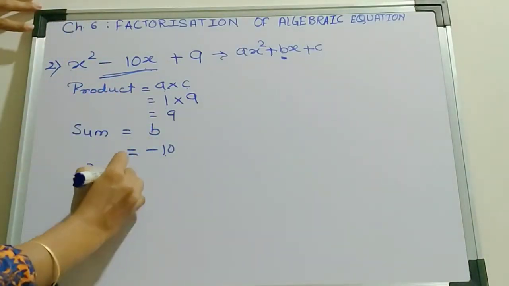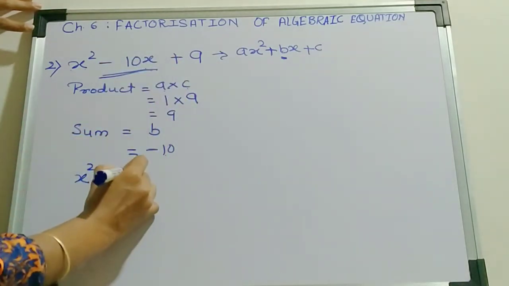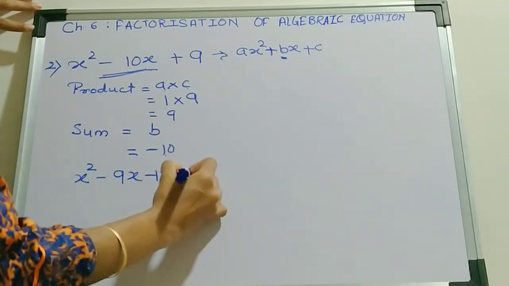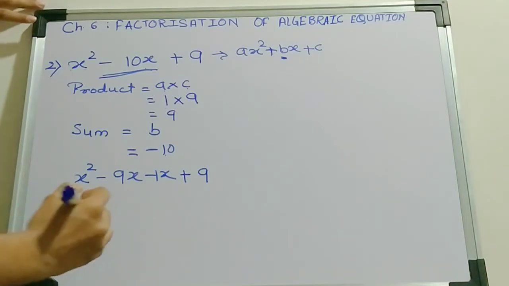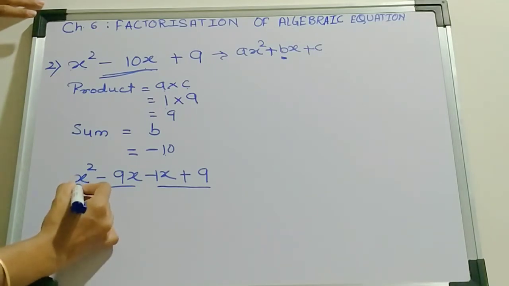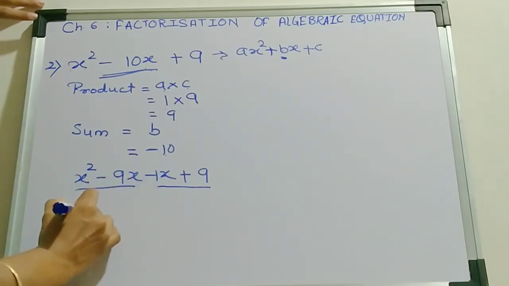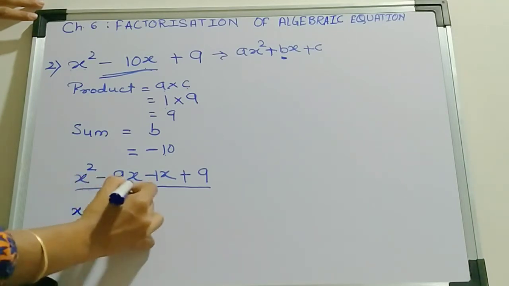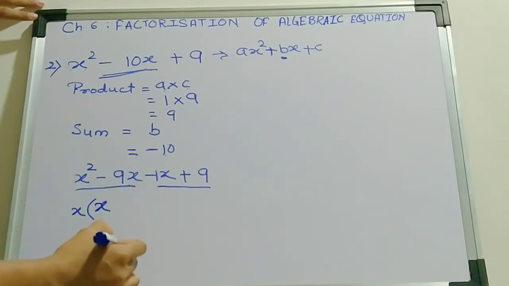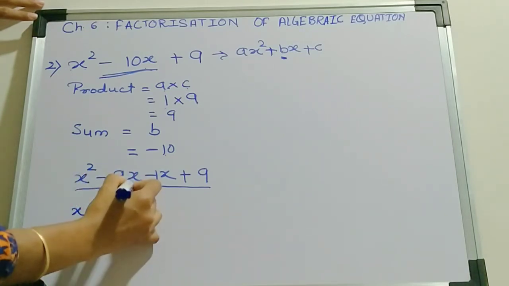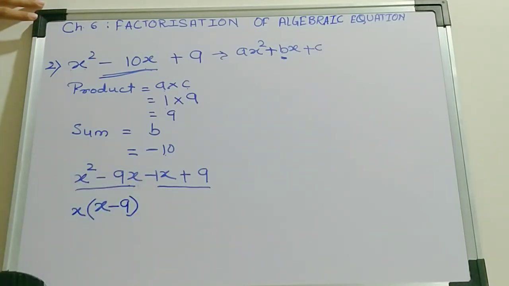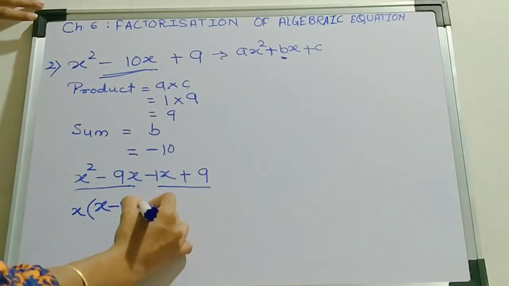X square minus, instead of the middle term, I will write down the factors, that is minus 9x minus x, that is minus 1x plus 9. Okay, now make two terms. Okay, so within these two terms, which is a common factor, I can write x outside these two terms. Okay, so what is remaining over here? X. For the second term, minus sign, and from the second term, if I take x outside, then the remaining term is 9.